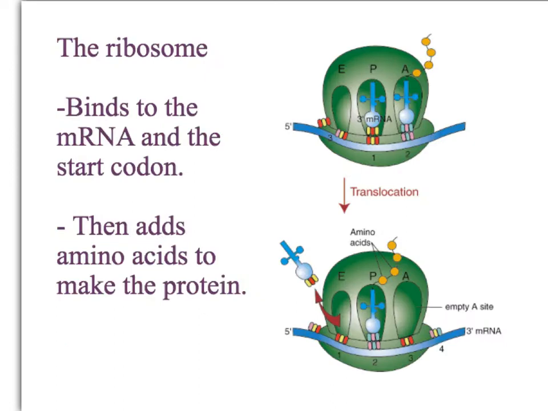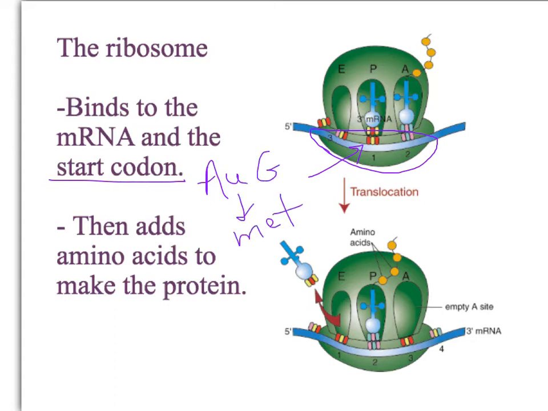So let's talk about the ribosome. Now, we had said that the ribosome is made up of rRNA and some proteins, but our ribosome is actually in 2 pieces. And the first thing that will happen is that bottom piece will snap on to the messenger RNA at the start codon. Now the start codon is always going to be AUG, which codes for methionine, so MET.